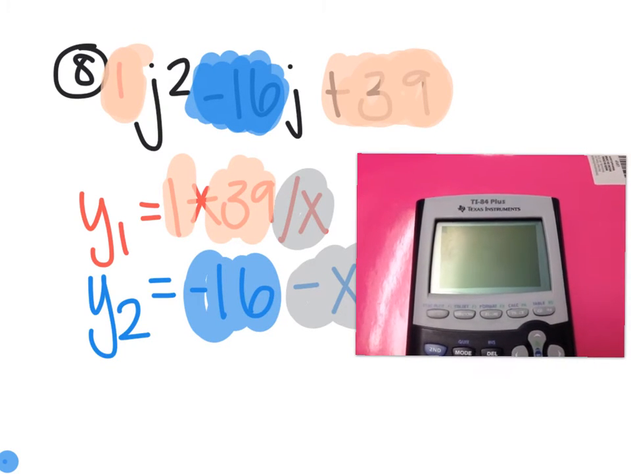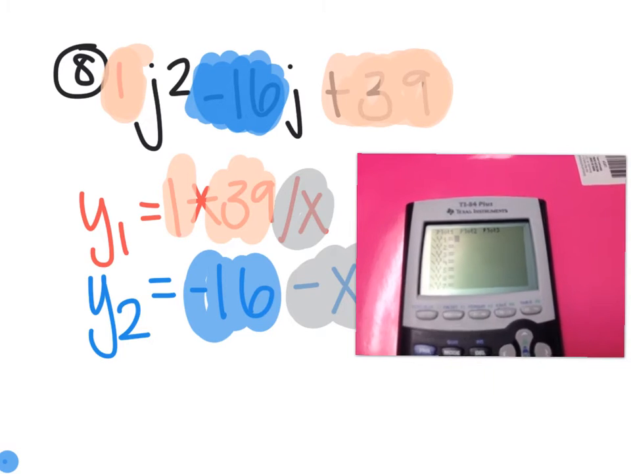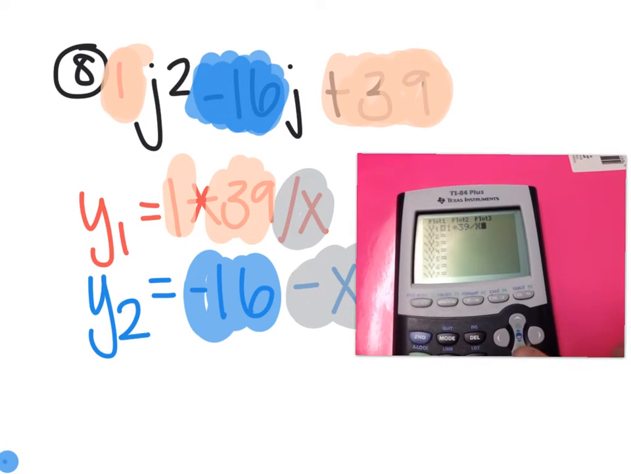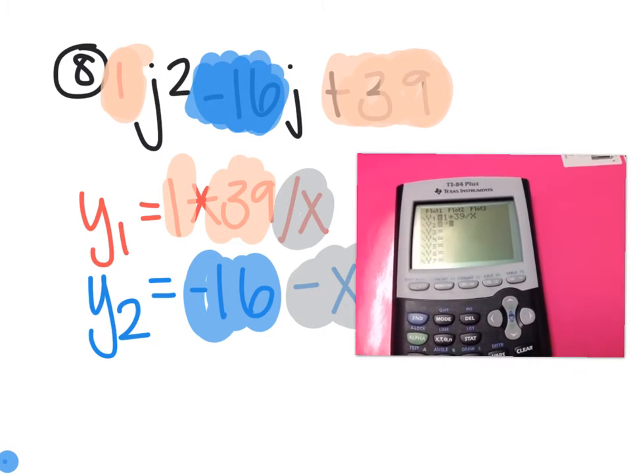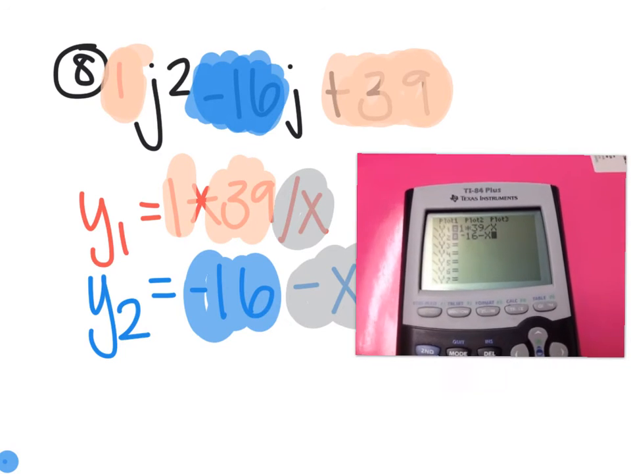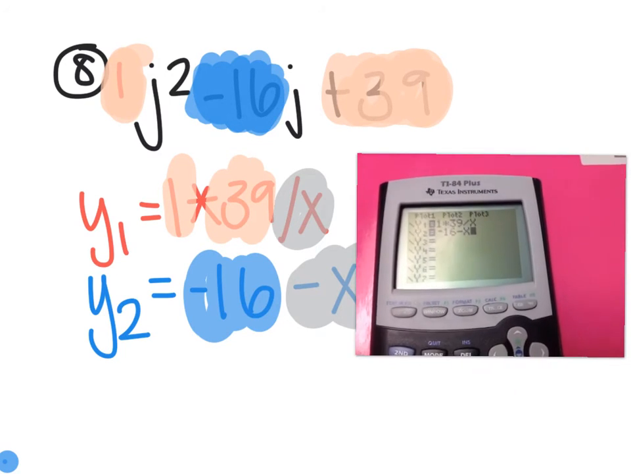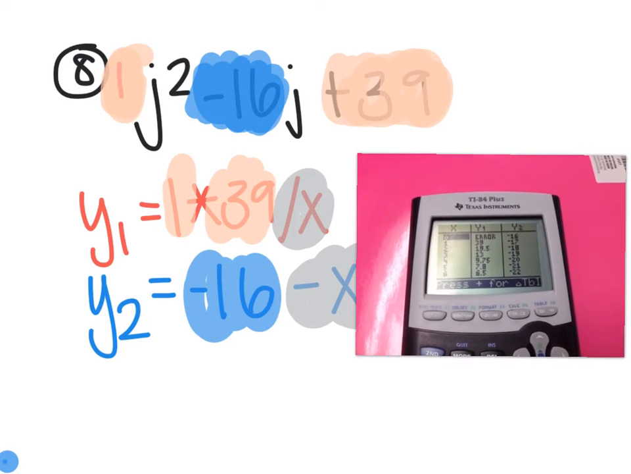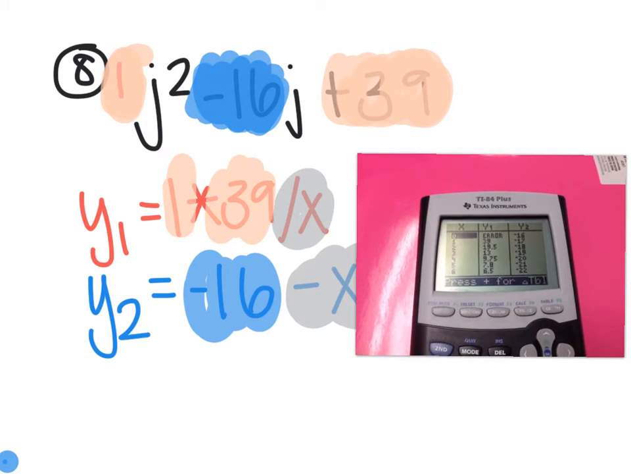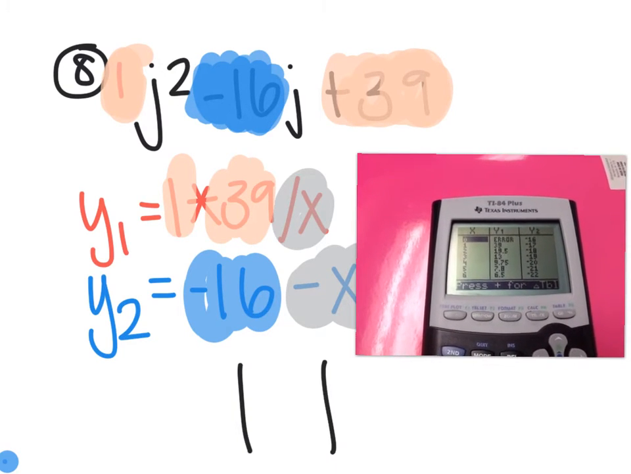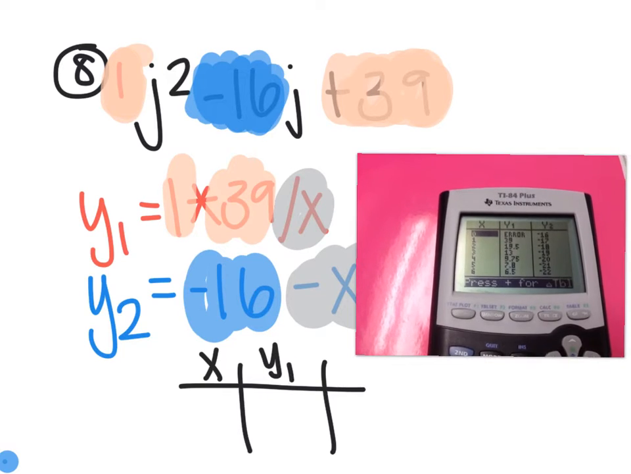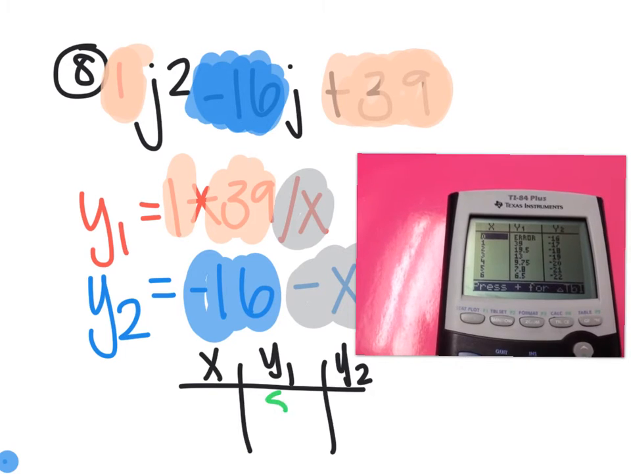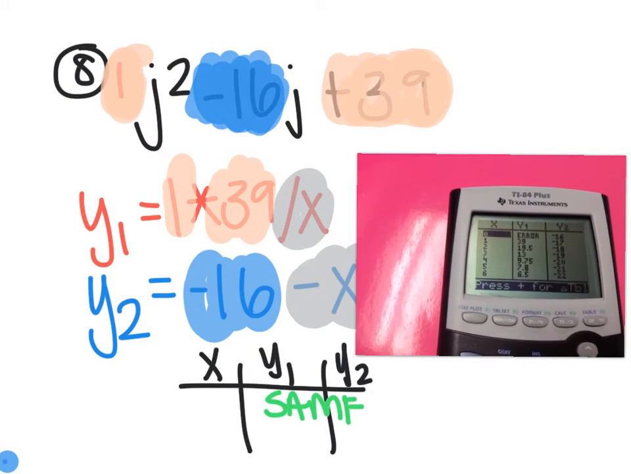So I'm going to show you how to do this in the calculator. We're going to go to y equals, and in y1 I want to type in 1 times 39 divided by x, and in y2 I want to type in negative 16 minus x. Once we get both of those in y equals, we're still going to look at our table, so second graph, but this time it's going to give us a little bit different things. Instead of just x and y, it has x, y1, and y2. And what we're looking for is where y1 and y2 are exactly the same.